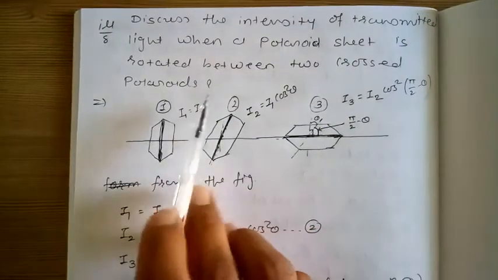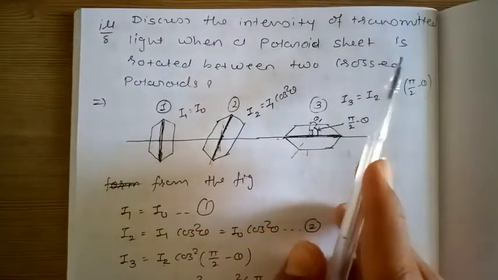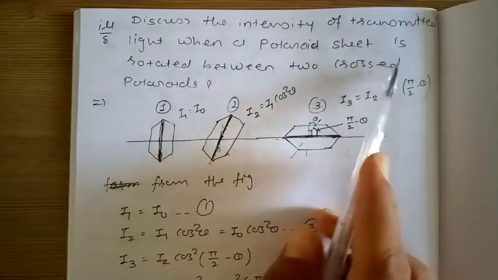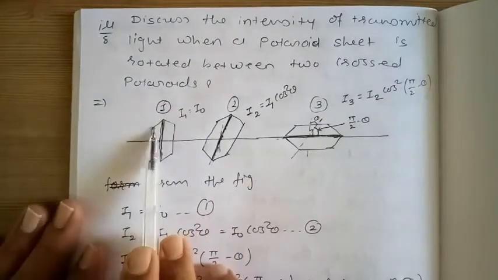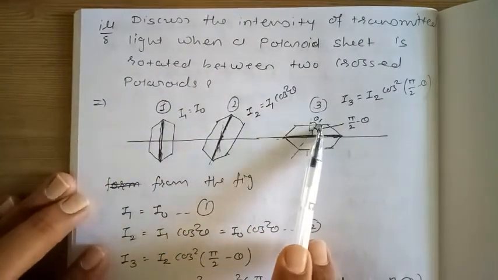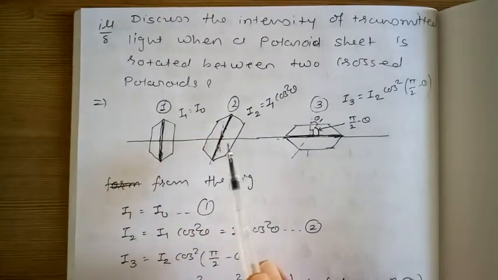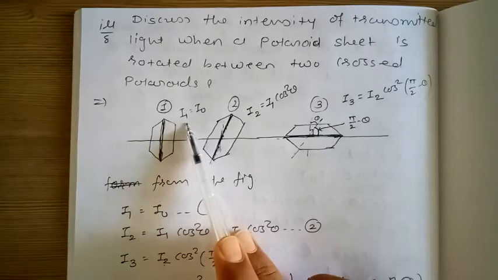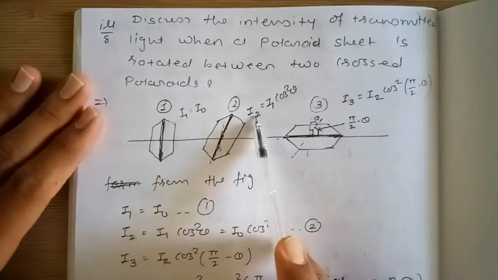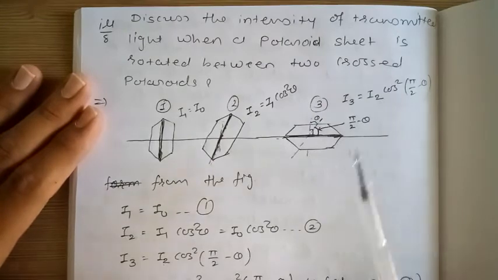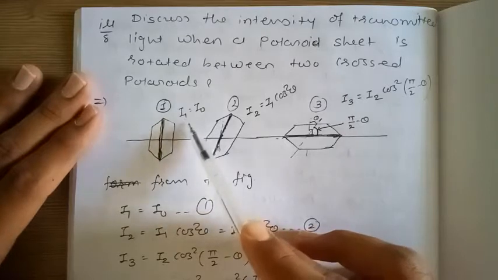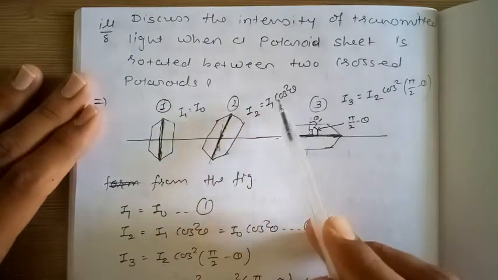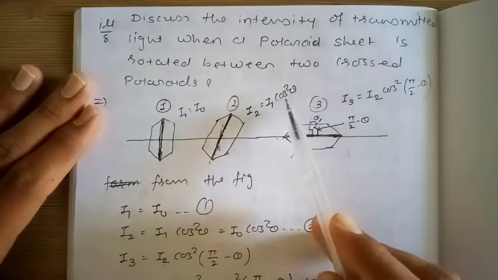Again see here, discuss the intensity of transmitted light when a Polaroid sheet is rotated between two crossed Polaroids. So there is a first Polaroid, a third Polaroid, and between them the second Polaroid will move, right? So the first one's intensity I1 is equal to I0, the second one's I is equal to I0 cos square theta. For the second, I2 instead of I0 or I1, as you wish. So I2 is equal to I1 cos square theta or I0 cos square theta.